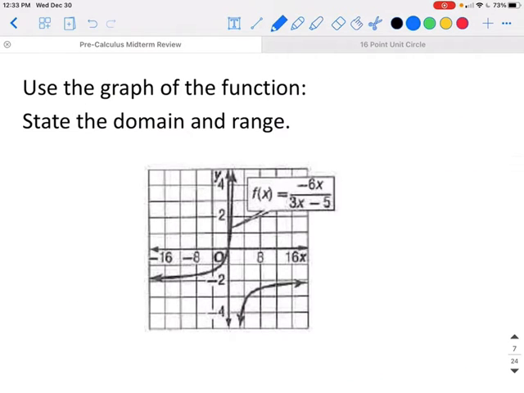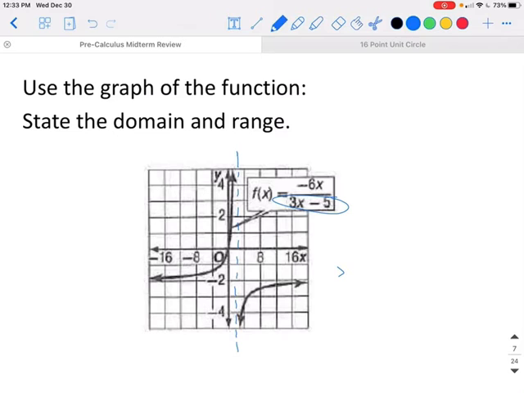Use the graph of the function to state the domain and the range. Now, to find our domain, we want to find where this asymptote is located. We know that there's going to be an asymptote located somewhere through here. It is a vertical asymptote. You will always know where those are because the denominator cannot equal 0.